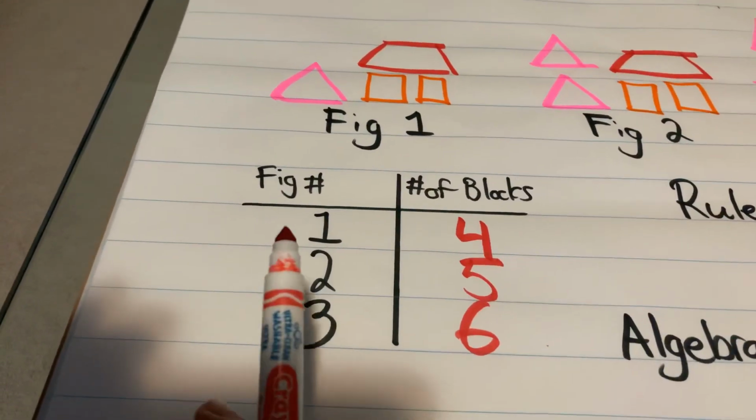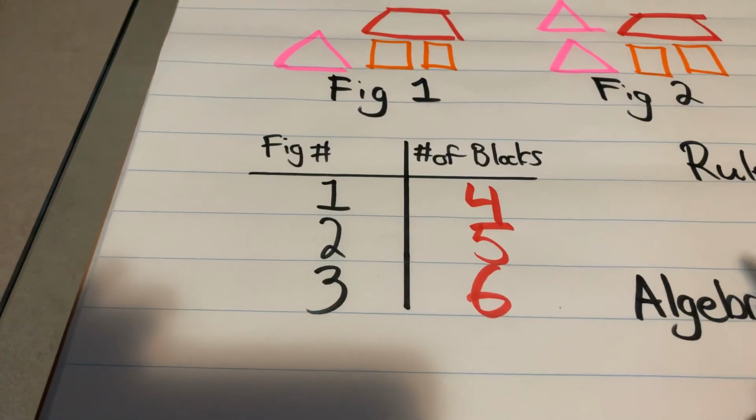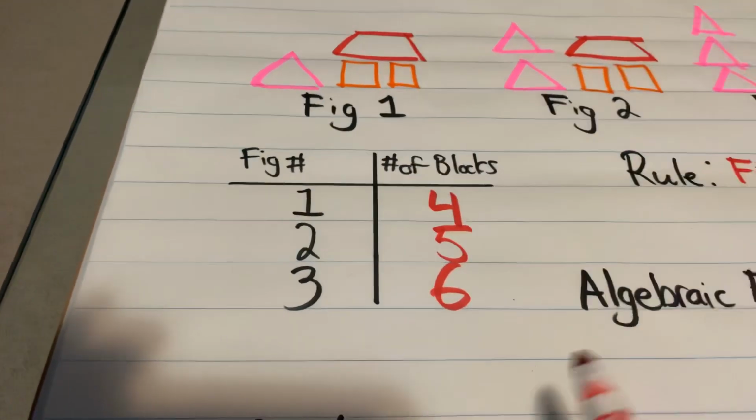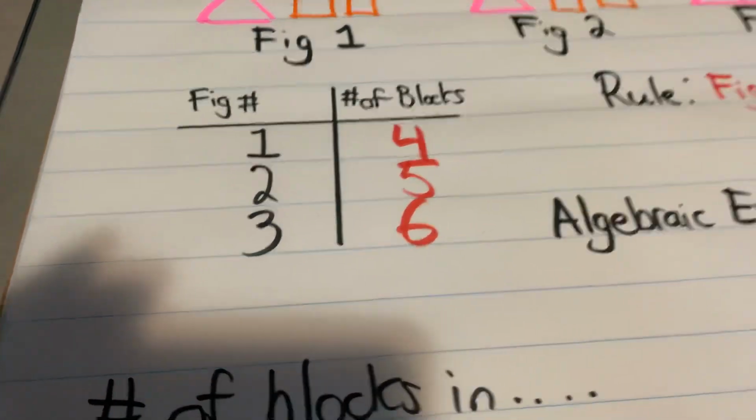So if I wanted to figure out the pattern rule that I can use to help me find any number of blocks, I'm just going to change my marker here so I'm not writing everything in red.